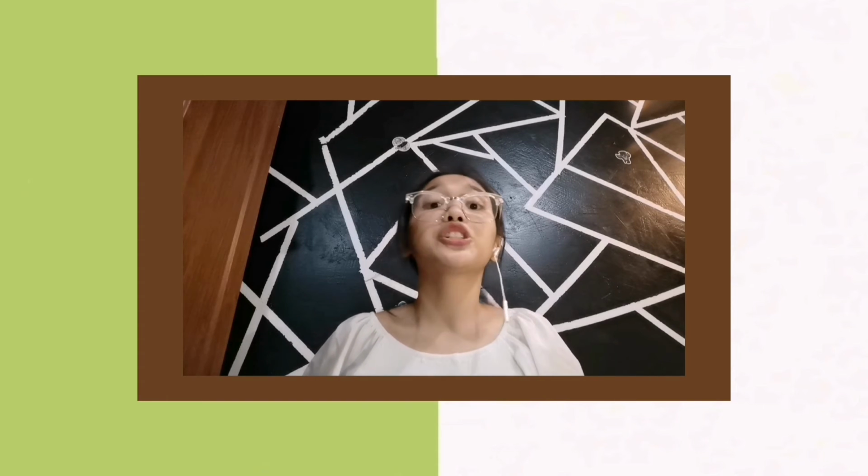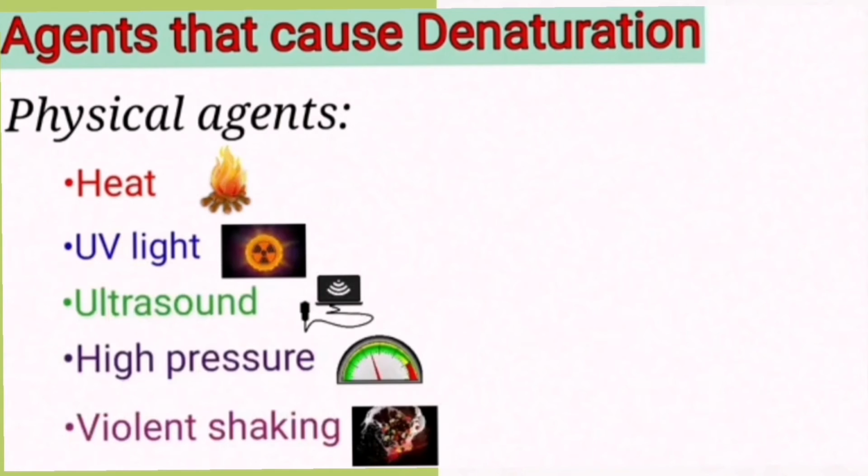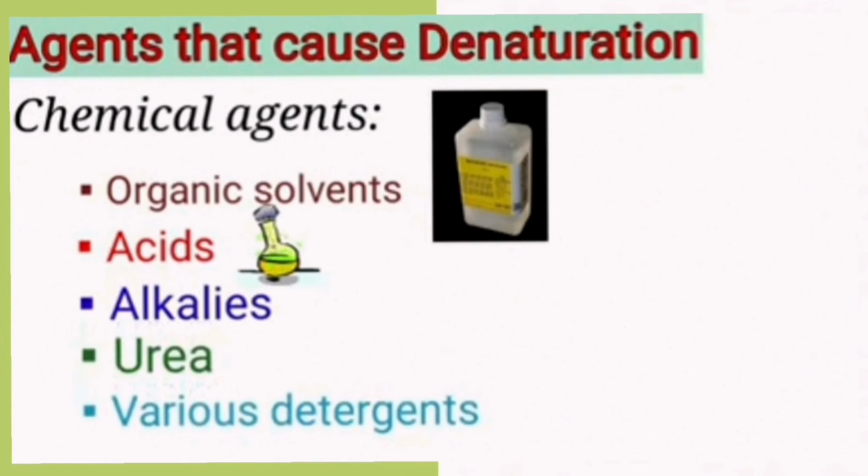Now, there are agents or factors that cause denaturation. We have physical agents and we also have chemical agents. Now, in the physical agents, we have heat, the UV light, the ultrasound, the high pressure, and the violent shaking. And for the chemical agents that cause denaturation, we have organic solvents, acids, alkalis, urea, and various detergents.